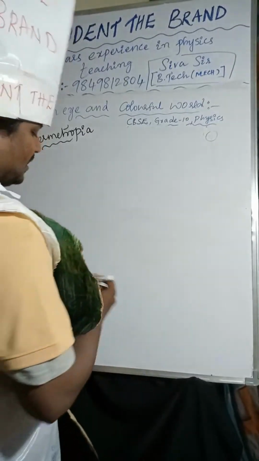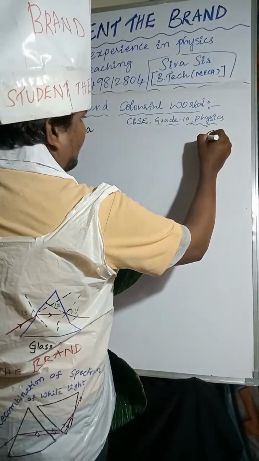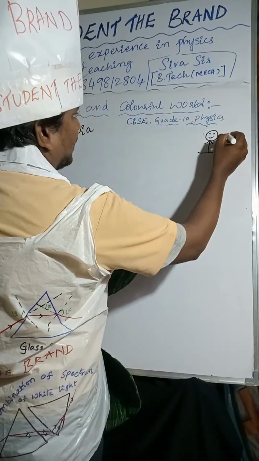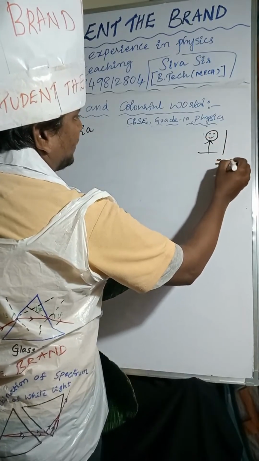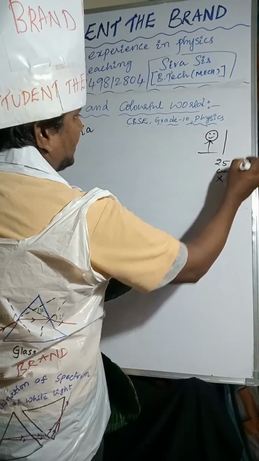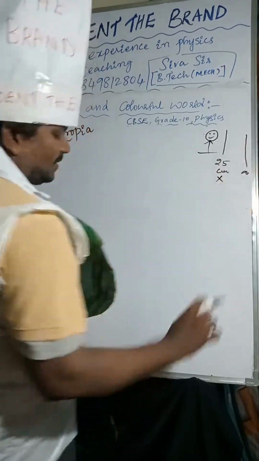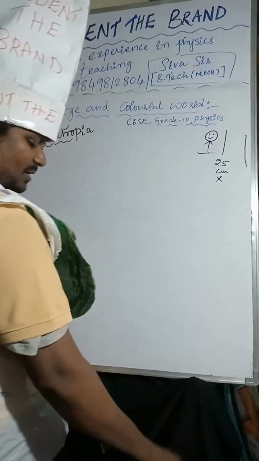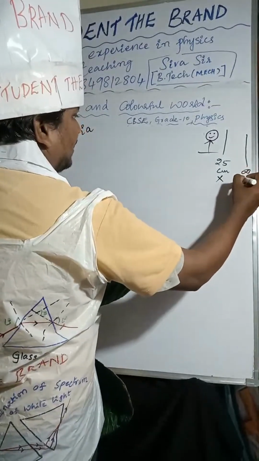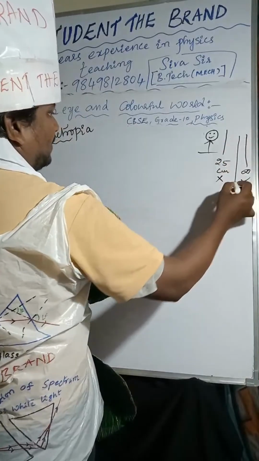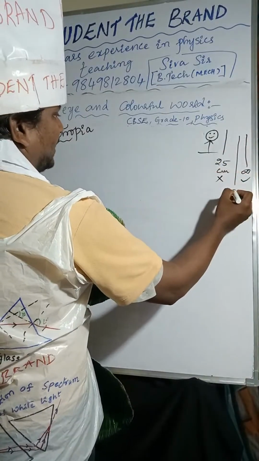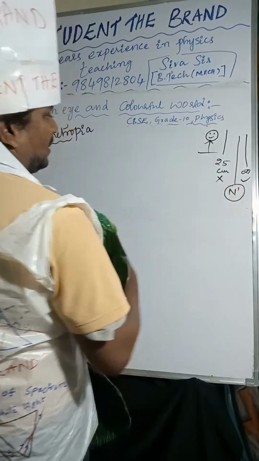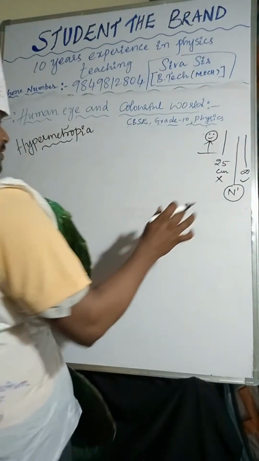You can see here, the person can't see 25, but he can see infinity. He can see the infinity point, but he can't see 25. Between infinity and 25, he can see somewhere here. That is the near point of a hypermetropic person.